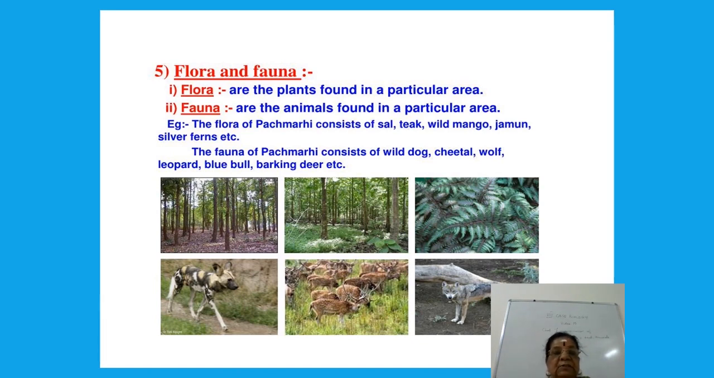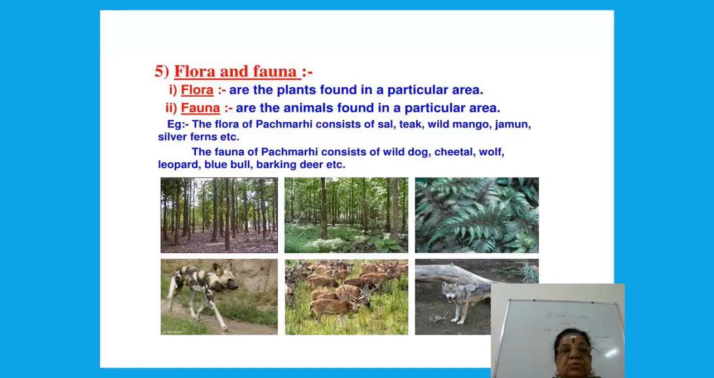And jamun, silver fern. Fauna, the animals, are wild dog, cheetah, wolf, leopard, blue bull, barking deer. I repeat, I will ask these in short answers. Wild dog, cheetah, wolf, leopard, blue bull, barking deer, etc. So these are all the flora and fauna for Pachmarhi Bio Reserve. I will show the next picture.